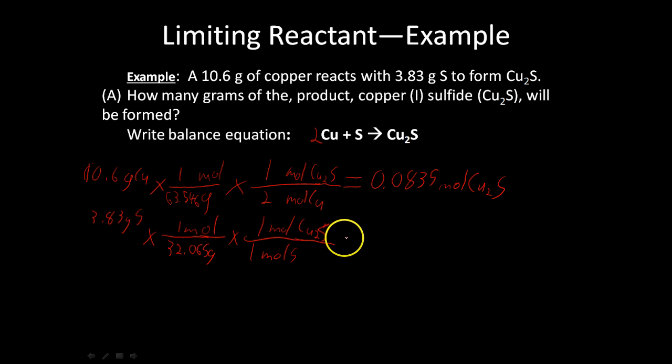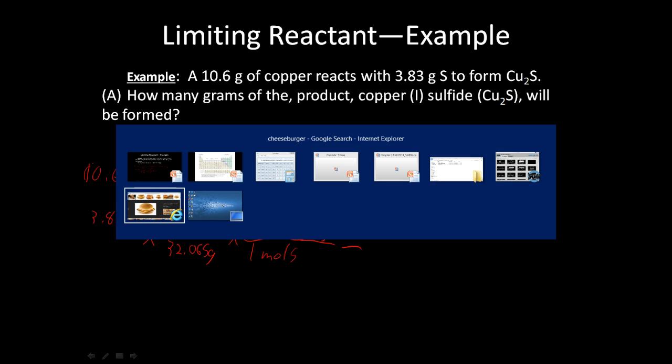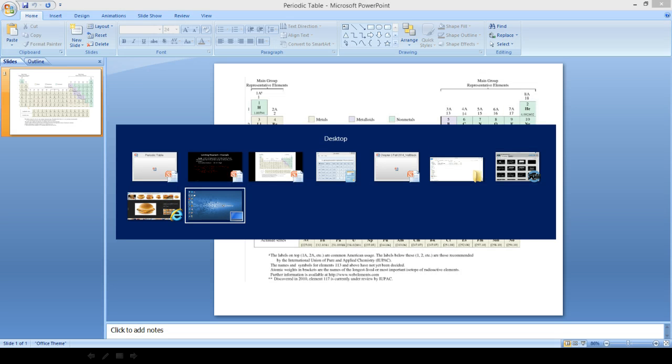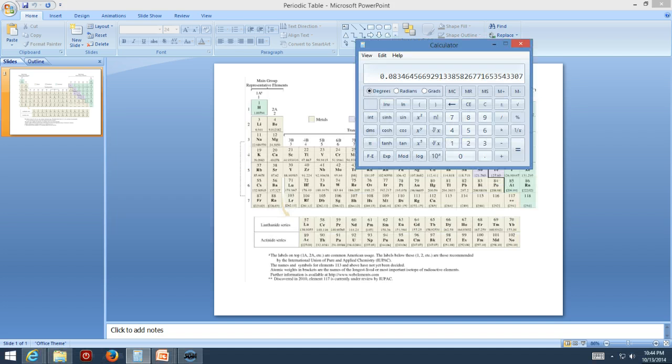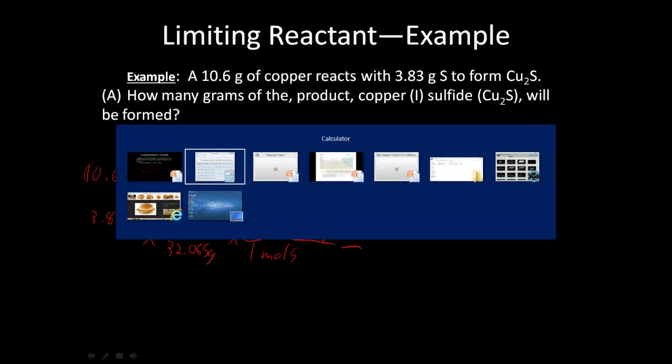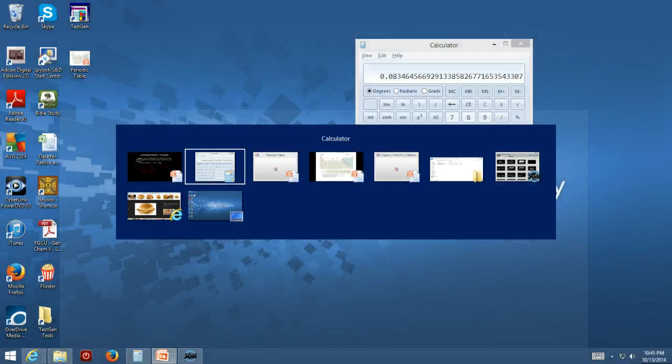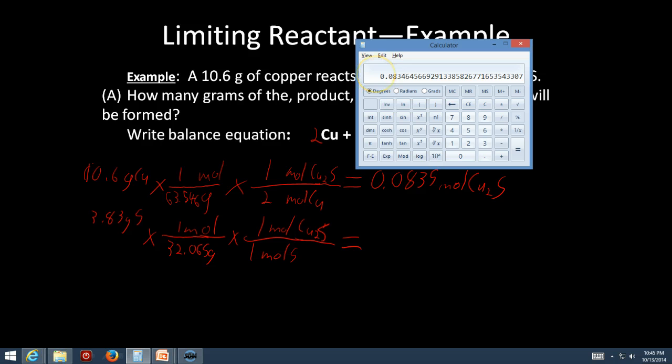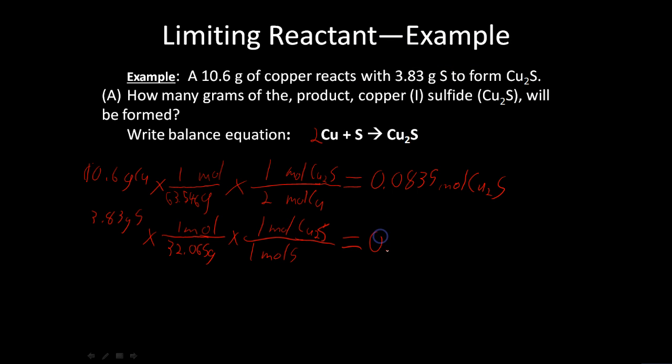Now we need to pull up the calculator again. Okay, here we go. Got everything up. So 3.83 divided by 32.065 is going to give us 0.119. So 0.119 mole of copper 1 sulfide.